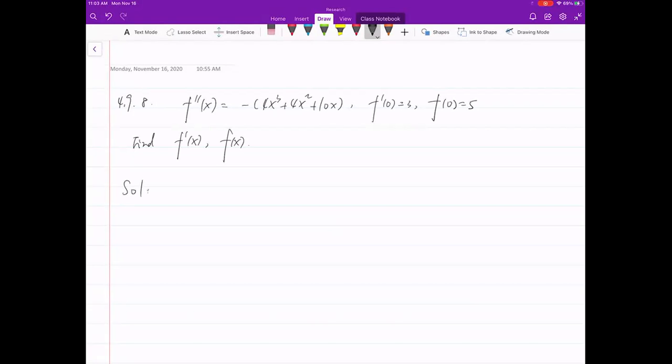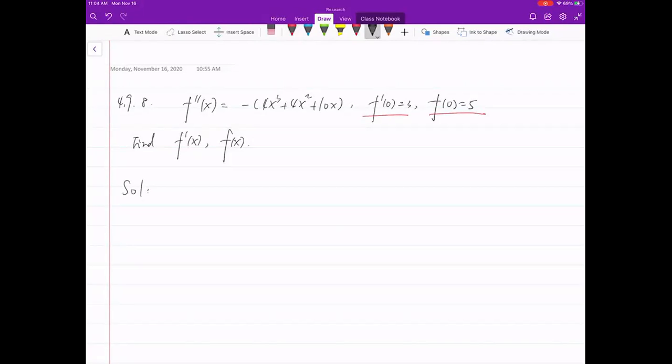Now remember, whenever you do it once, you have a constant, which is plus c. You do it twice, you have another, plus d. You have two constants. The good news is you have two pieces of information to help you figure out what the constants are. So this should be doable.